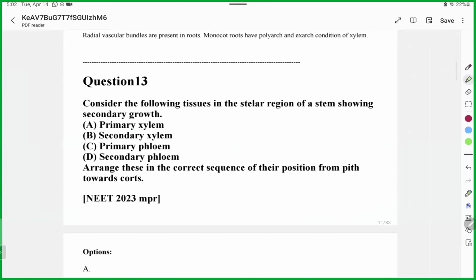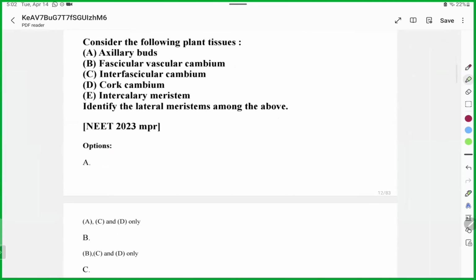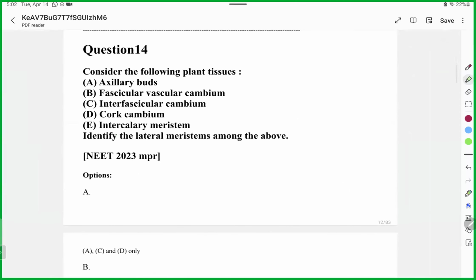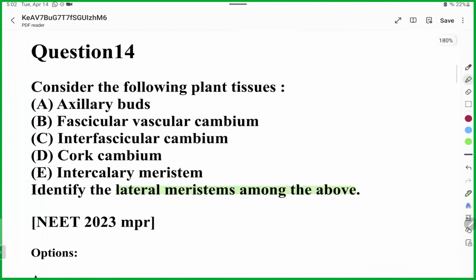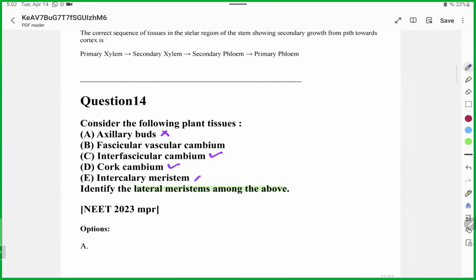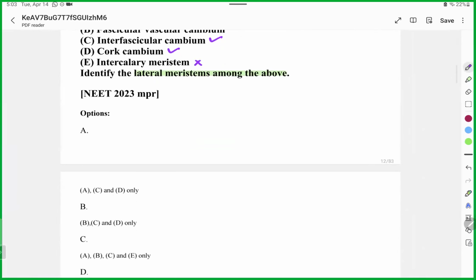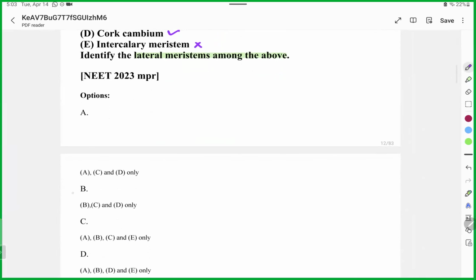This we have to do. First, identify the lateral meristem. Cork cambium, interfascicular cambium. Correct. Axillary bud is definitely not. Intercalary meristem is not. If you see options C, D, you don't have it. We're talking about secondary meristem.